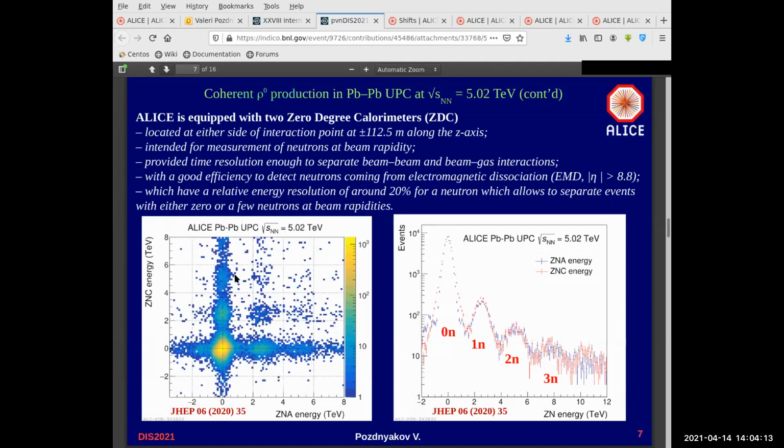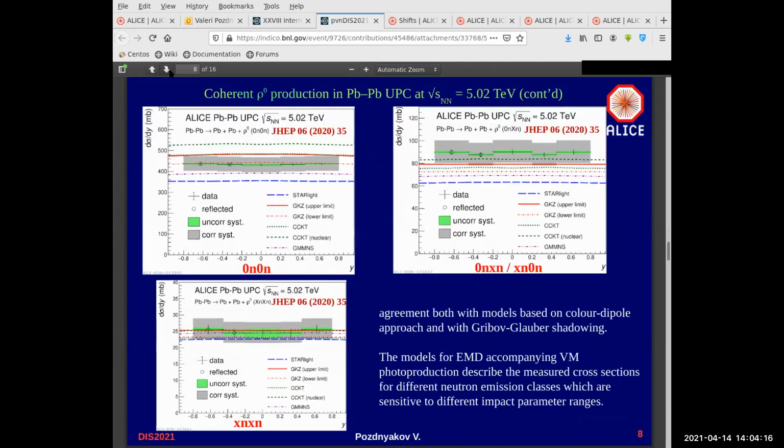I understand. So it's the technique which we use. But in principle, you could check those models from your measurement. Actually, we do this. So it's our data, and this is a model calculation with at least one neutron from one side. Xn means more than 0 neutrons: 1, 2, 3 neutrons.